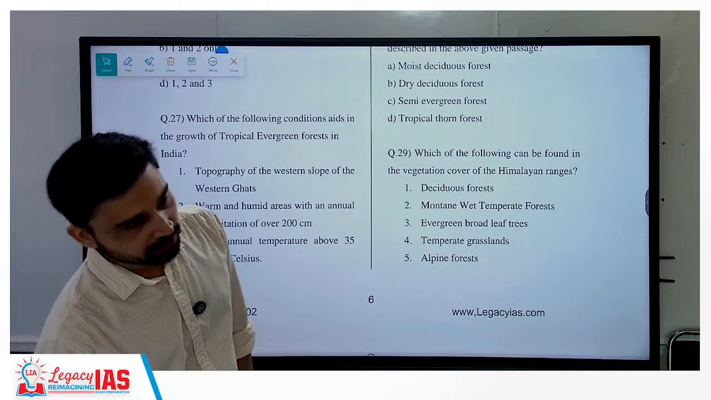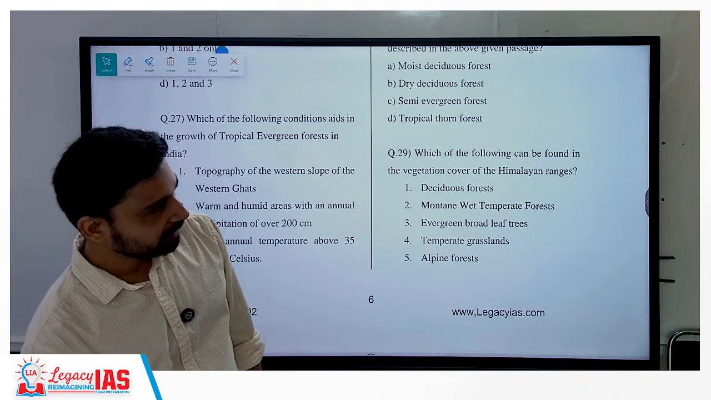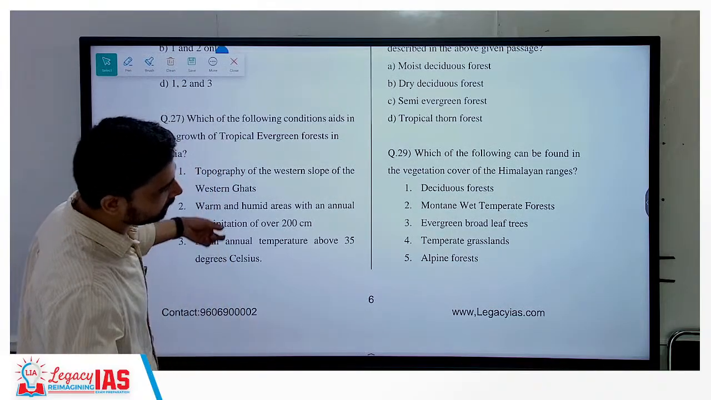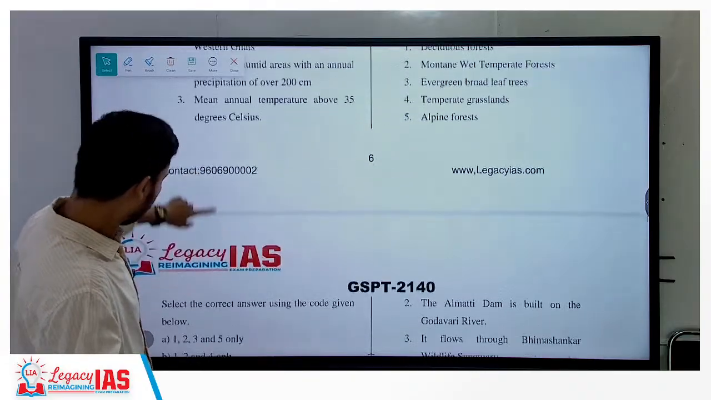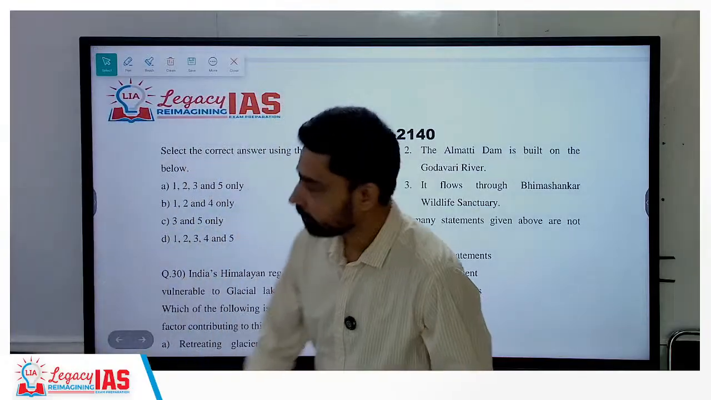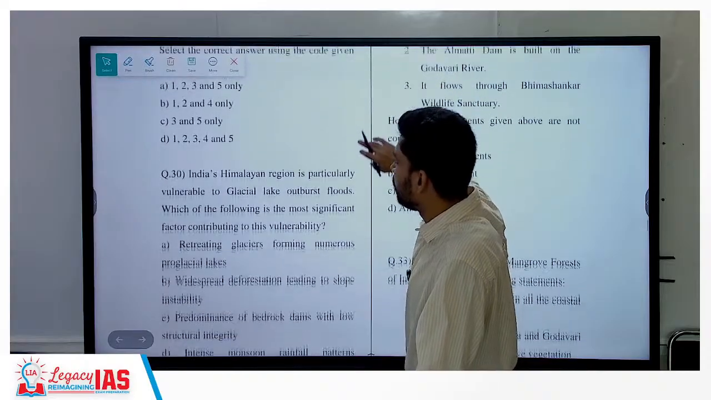Temperate grassland is alpine grassland, where you have a temperate climate. So we find bugyals, murgs, all of these are temperate grassland. 5 is alpine forest. So what is the correct option? 1, 2, 3, 4 and 5 as such. D. 29. D is the right option.